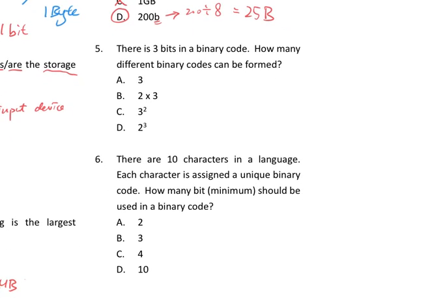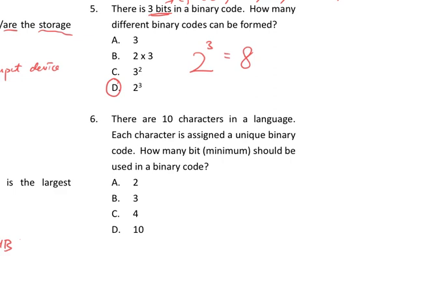Now let's go to question 5. There are 3 bits in a binary code. Let's take an example: 001, 000, or 111, or 101. All of them are examples of 3 bits. So how many different binary codes can be formed? We should remember the formula: the number of representations by n bits is 2 to the power of n. Here we have 3 bits, so the answer should be 8. And from the answer, it should be D.